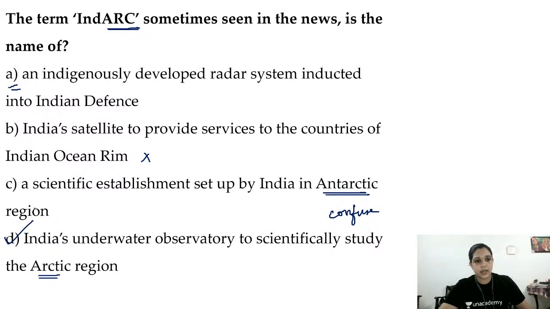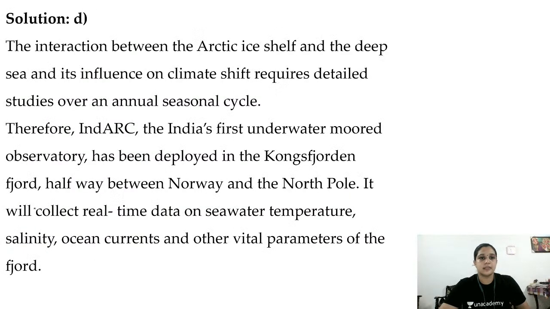See, the third and fourth options are very similar, just that Arctic and Antarctic is the variation. But in the question you have the name ARC. I told you already, names are not set just like that. Every name has a reason behind it. If you understand the name, you can come to the conclusion. So please read the name in the question, the name of that particular organization or technology. Read it properly, try to assimilate the question and then come to the conclusion.